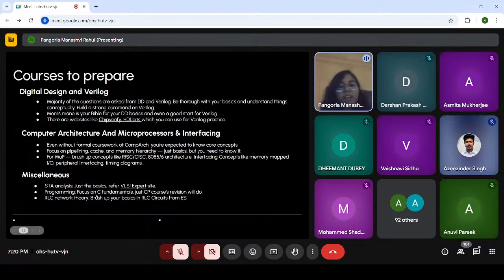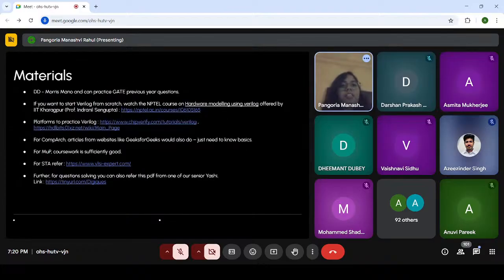Second, focus on C programming. Whatever you did in CP is fine, that much is enough. RLC circuits may or may not be asked. In OM there may be one question asked. In an interview some people get the question, some people don't. For me, RLC wasn't asked, but for some of my fellow peers it was asked. So just brush it up, to be on the safer side.